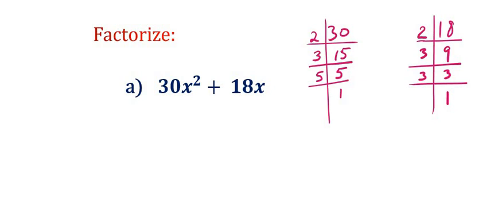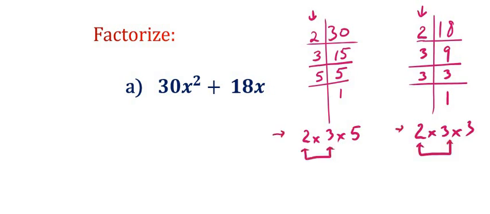So when we look at the factors, they'll produce 30 with 2 times 3 times 5. 2 times 3 is 6. 6 times 5 gives us 30. Now let's look at these as well: 2 times 3 times 3. So we're looking at these numbers on the left hand side and writing them down here. Now in terms of what's common, it will be 2 times 3 for both 30 and 18. And 2 times 3 we know is what? 6. So 6 is the highest common factor.